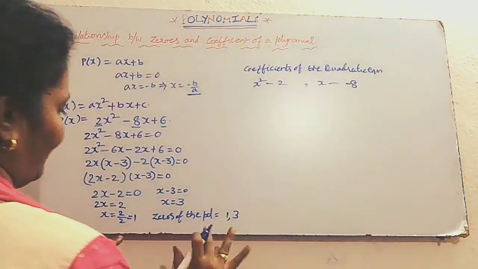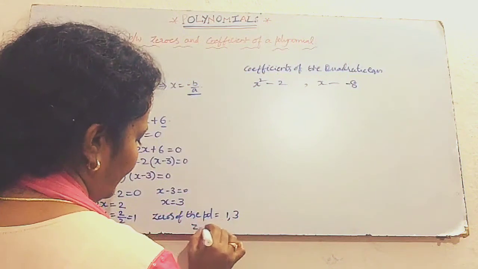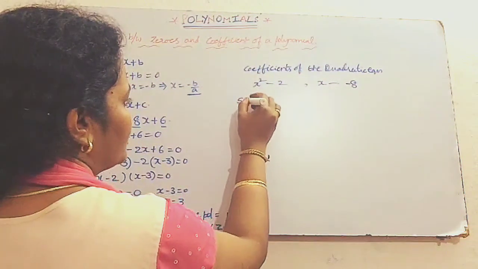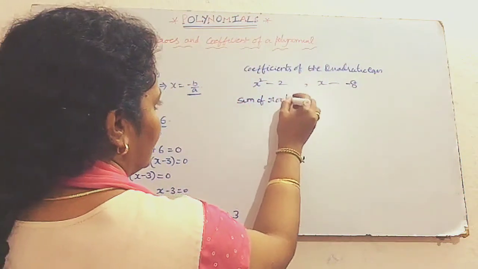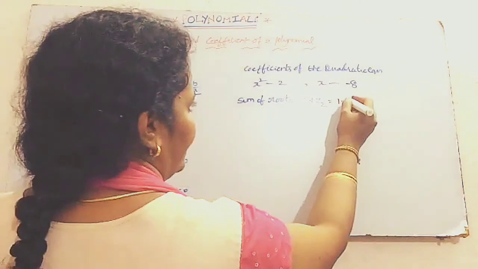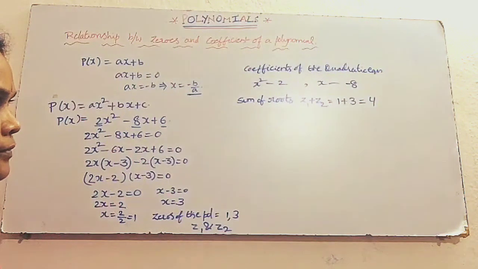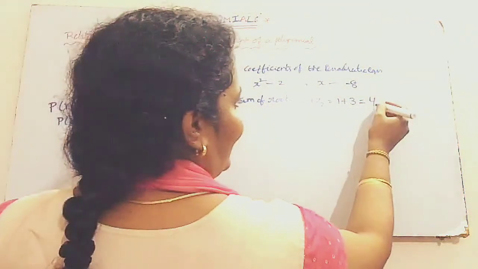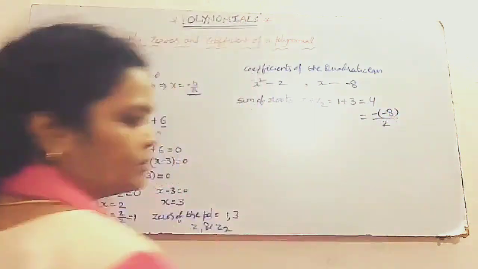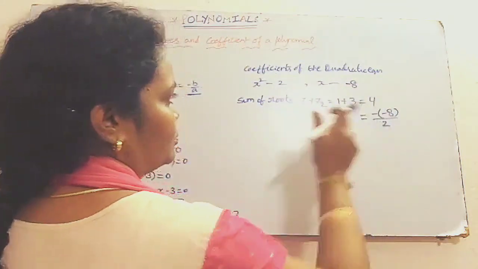First I will add these two roots. I will take z1 and z2 as the roots of this equation. So I will add the sum of roots, that means z1 plus z2. z1 is 1 and z2 is 3, that equals 4. So I will write 4 as minus of minus 8 by 2.